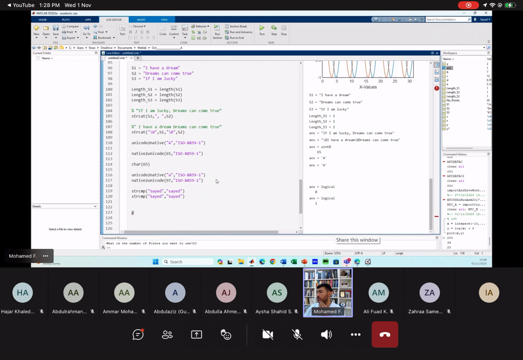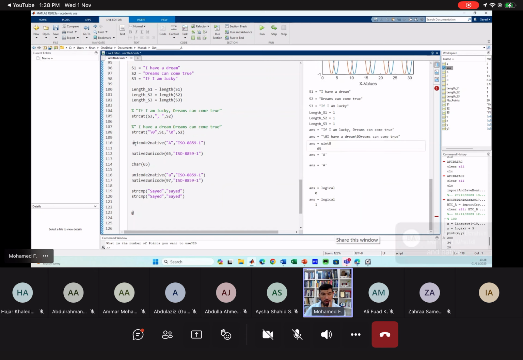Okay, at is 64. Excellent. I mean the one above. Now, Unicode to native, it means change the letter to what? A number. And we can see here, it gave us 65. Native to Unicode, it means I'm going to give you a number, give me what character it is. And it told me it's A.